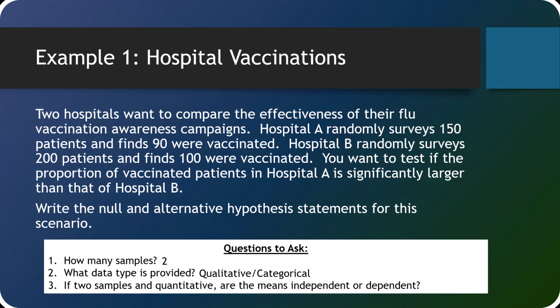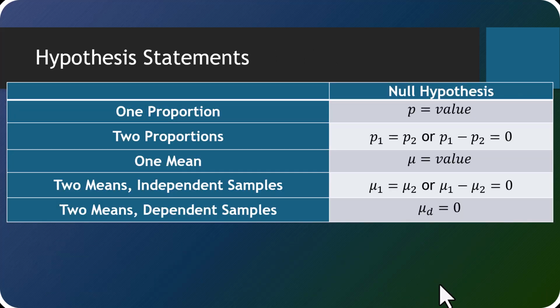That's a label. And also 90 out of 150 is a proportion. That's a part of a whole. Also 100 out of 200, also a proportion, also part of a whole. So I want to ask you, do we even need to answer this third question? We have two samples, but do we have quantitative data? No, so we don't have to bother with this third question for this particular problem.